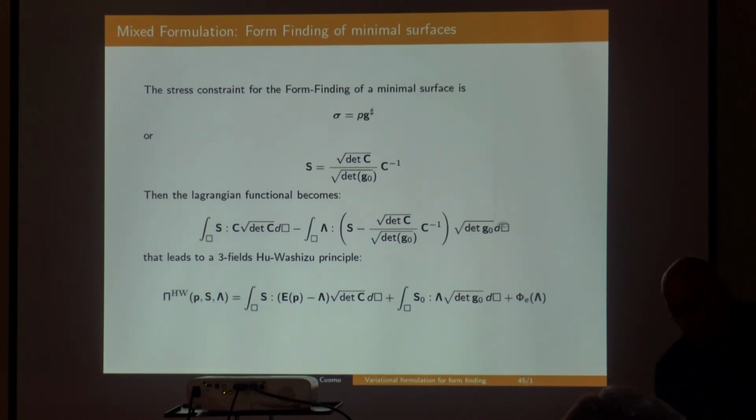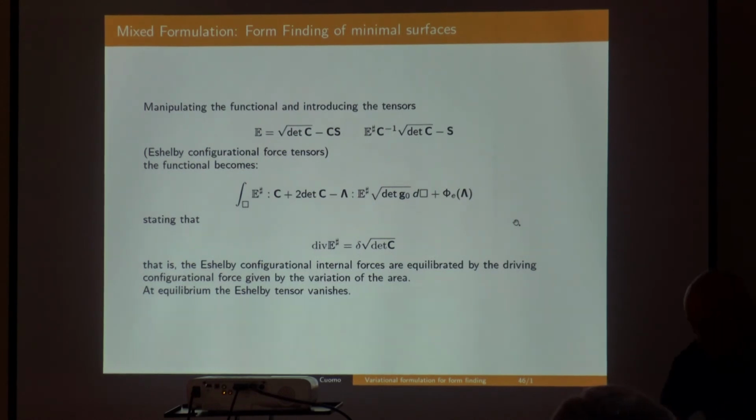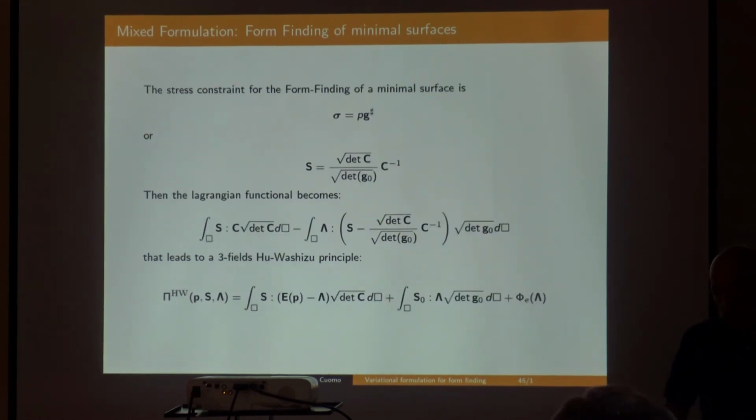This is the Lagrangian. It specifies in this case a constraint, the one in parentheses, which leads to a three-field Hu-Washizu type principle. The unknowns are the position, this stress, and this Lagrangian multiplier lambda.